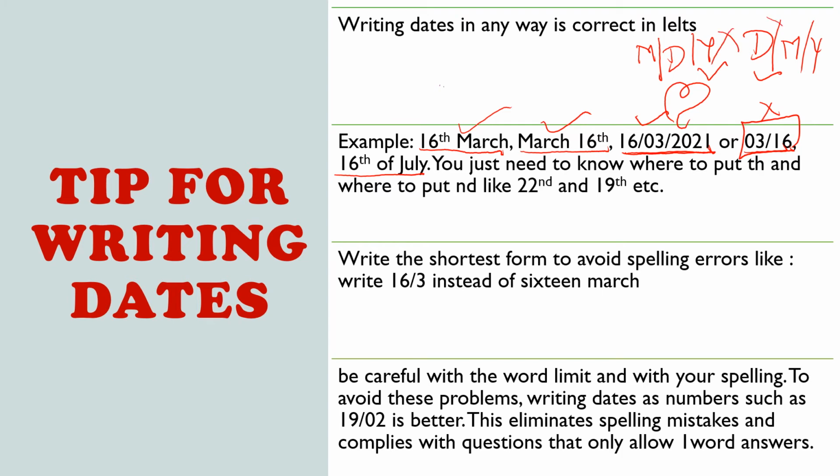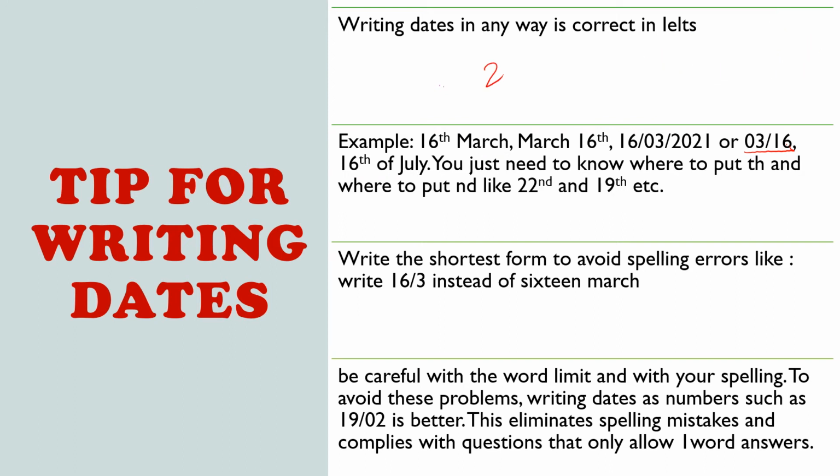There is no such thing as British numbers or American English numbers. So whether you write 16/3 or 3/16, both are correct. You just need to know where to put th. You must know where to put th and where to avoid it. Like, you cannot write 2th of March, right? This is a wrong form. You have to write 2nd of March. Okay, 31st, 4th, 7th.